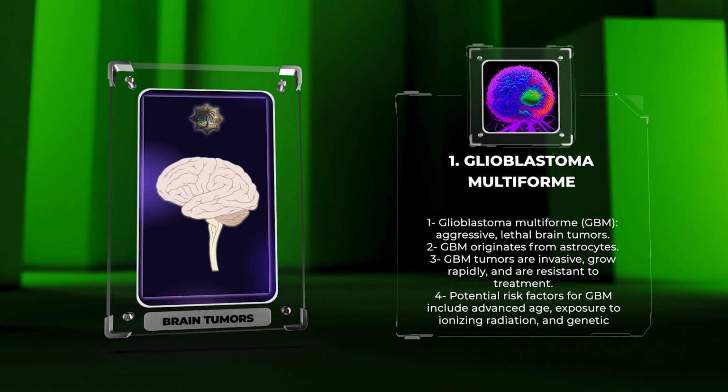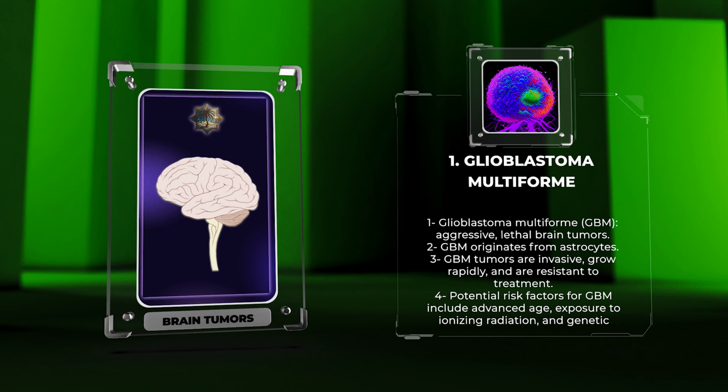Now, let's delve into primary central nervous system lymphoma, PCNSL, which is an uncommon type of brain tumor associated with lymphomas. PCNSL can occur in individuals with compromised immune systems, such as those with HIV/AIDS or organ transplant recipients. The treatment approach for PCNSL typically involves a combination of high-dose chemotherapy, radiation therapy, and targeted drug therapies.